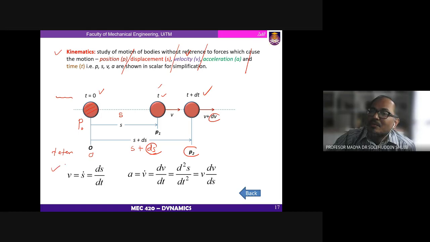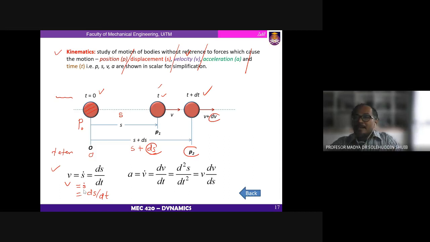Next, we proceed with the equation: how to relate what I have mentioned just now with equations. This is differentiation. We differentiate. Velocity v equals s dot. What is s dot? S dot is s differentiated with respect to time, so ds/dt is s dot. That is the velocity.